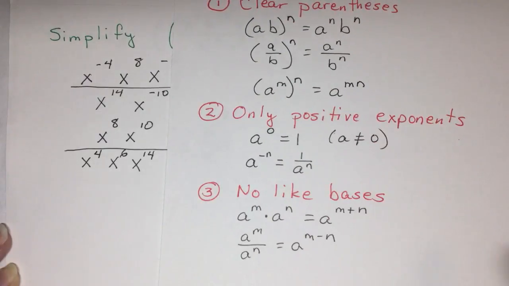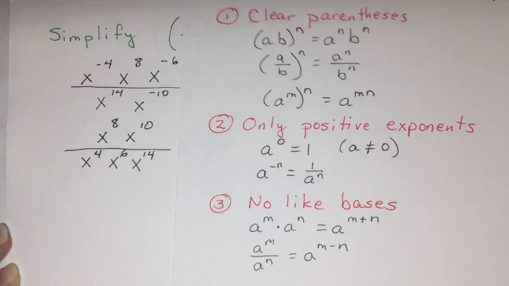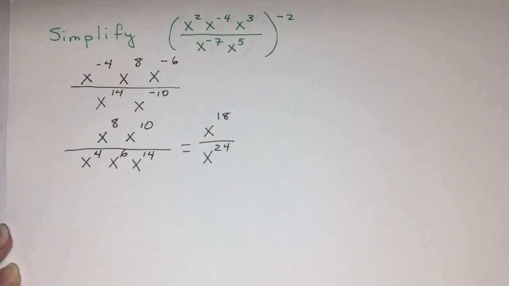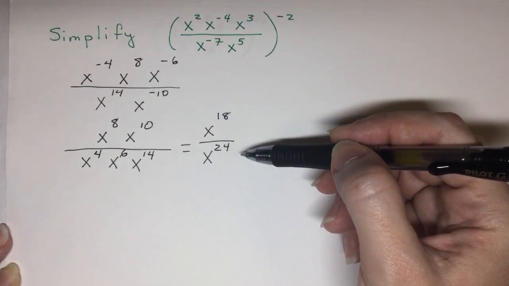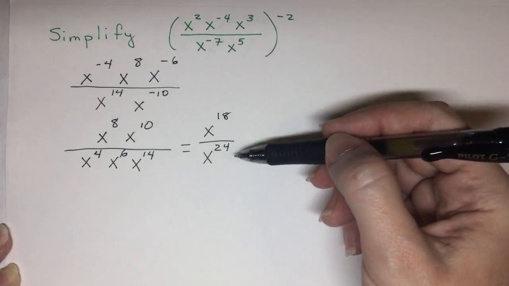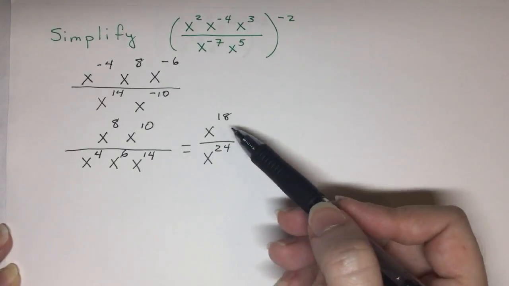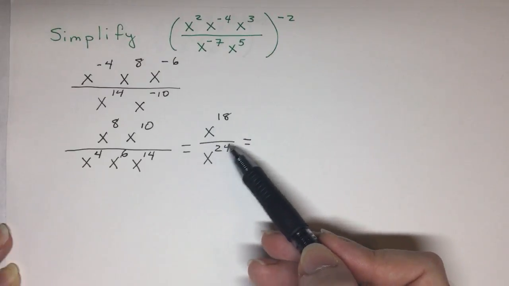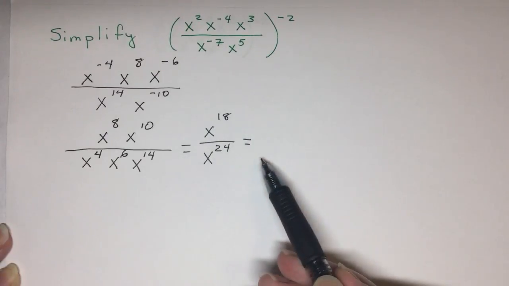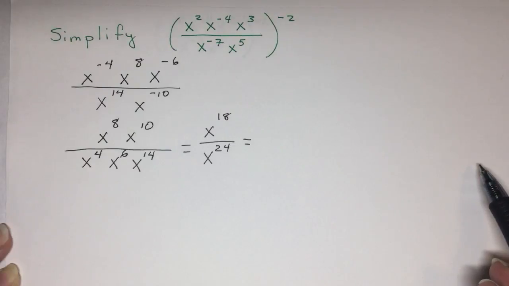Now I've got the same base with division. Same base with division, subtract exponents. Now I could do this and say 18 minus 24 is negative 6, and then a negative 6 go to the reciprocal. If I think about if I were to write out what this means, I'd have 18 x's in the numerator, 24 x's in the denominator.